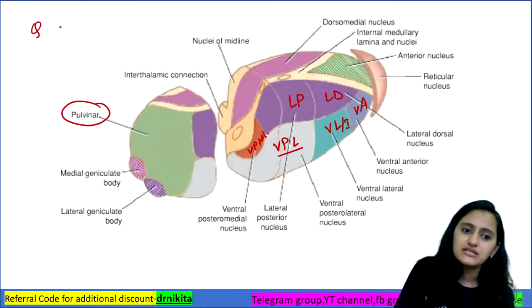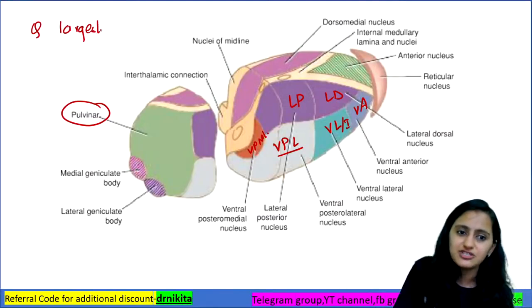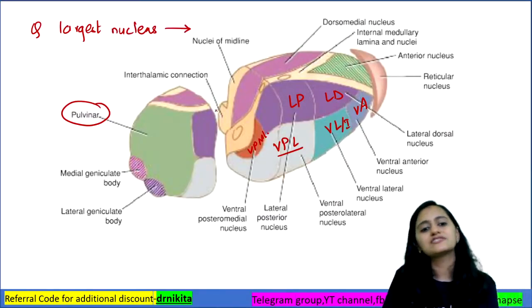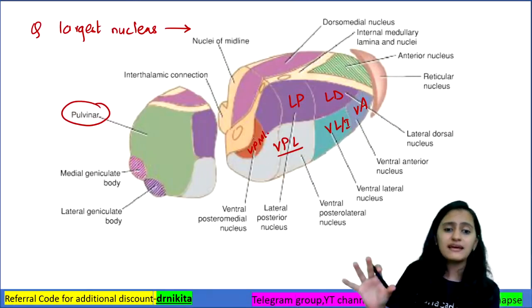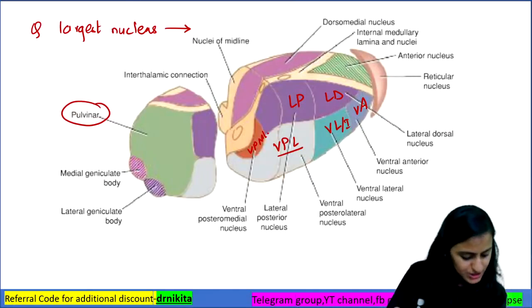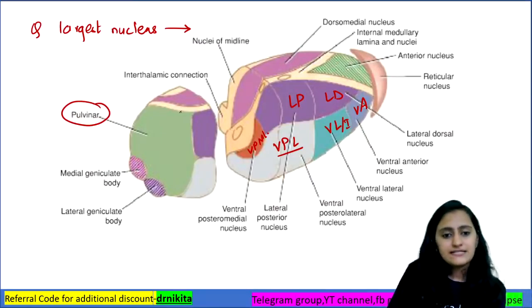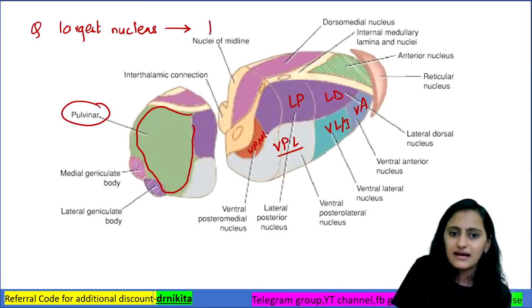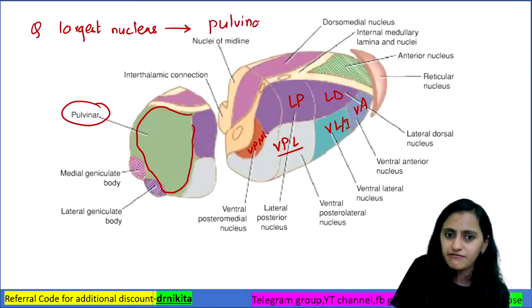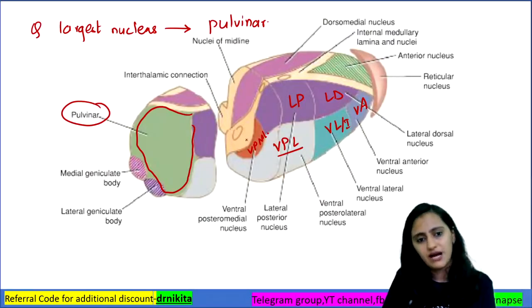So if the question is, which is the largest nucleus of the thalamus? From the image you can see which one looks the largest. So you can see this nucleus here, which is the largest. So remember that the largest nucleus of the thalamus is the pulvinar.